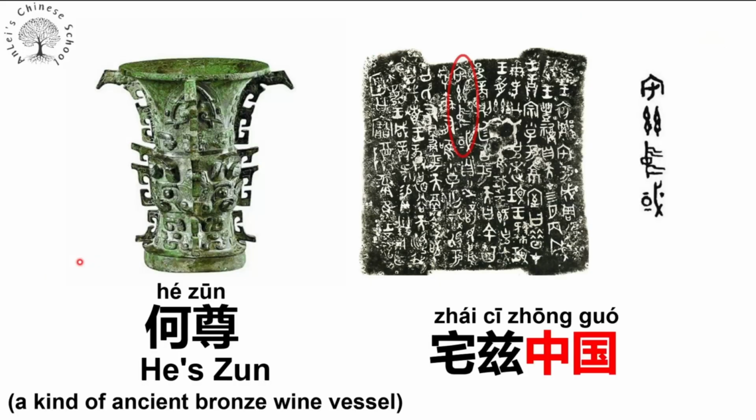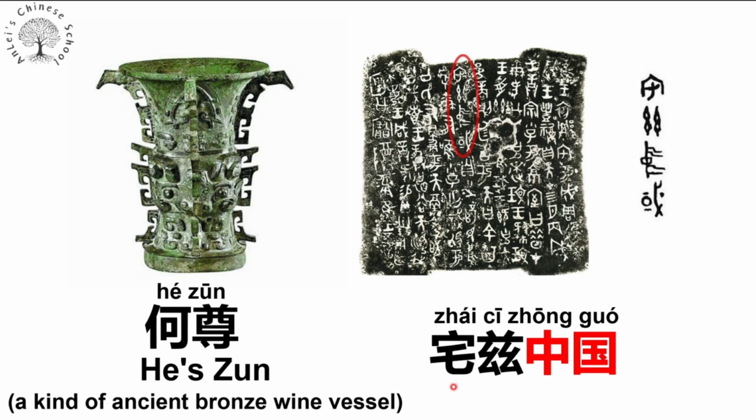This bronzeware is a Hezun. It's from the early Western Zhou dynasty about 3,000 years ago. There are 122 inscriptions at the bottom, and these are bronze inscriptions. You could find 4 characters, 宅兹中国. It is the earliest written record of the term 中国, Middle Kingdom.